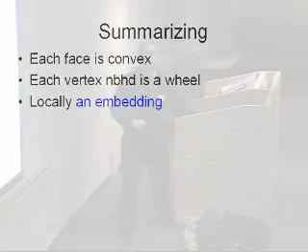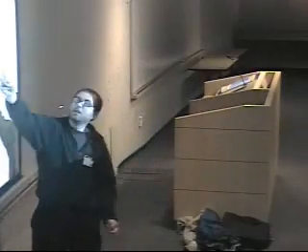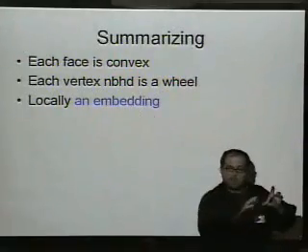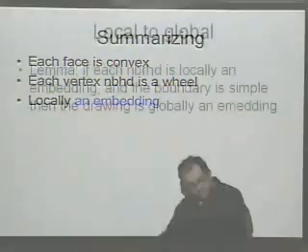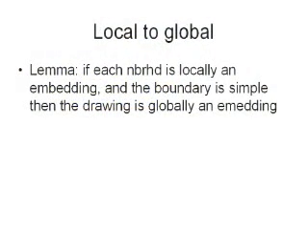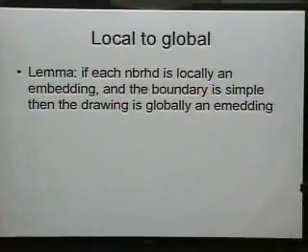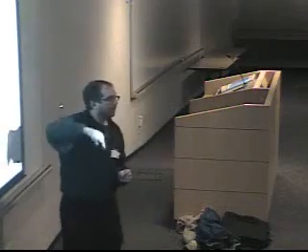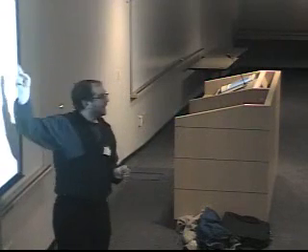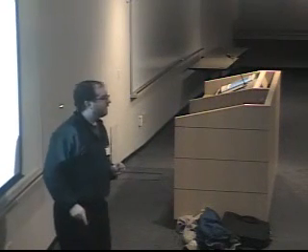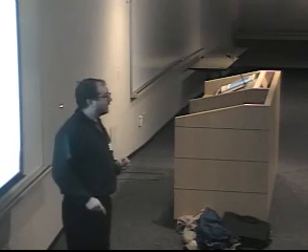Okay, so we're going to call this locally an embedding when locally the neighborhood in the mesh maps nicely to the neighborhood in the plane, one-to-one, with no crossings. Now, here's a kind of obvious lemma. I'm not going to prove it. If every neighborhood is locally an embedding, and the boundary is simple, then we're going to globally have an embedding here. It kind of means that if nothing goes wrong anywhere, it doesn't go wrong.